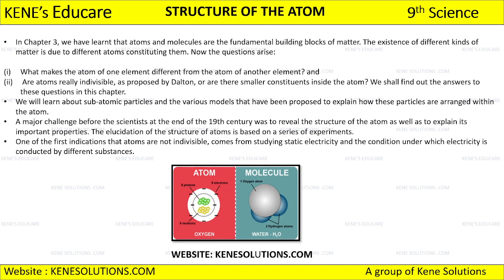Okay. So we will learn about subatomic particles. Now you already know about subatomic particles, right? What are subatomic particles? Protons, electrons, neutrons. These are the subatomic particles. We have already studied them, and we will be studying more in this lesson, along with the various models that have been proposed to explain how these particles are arranged within the atom.